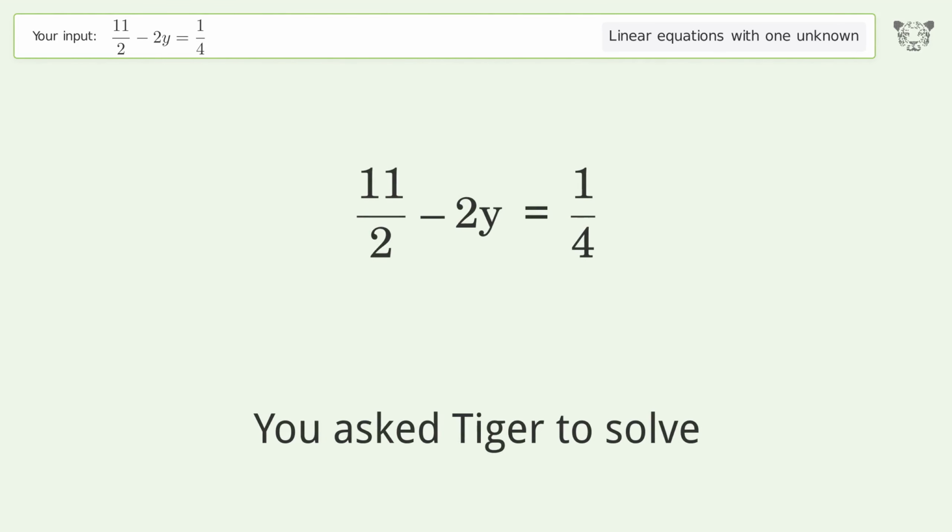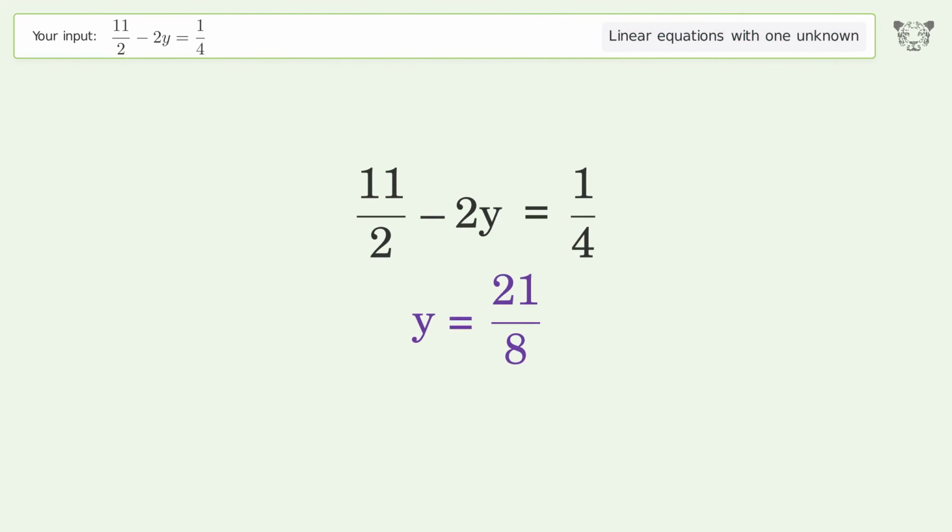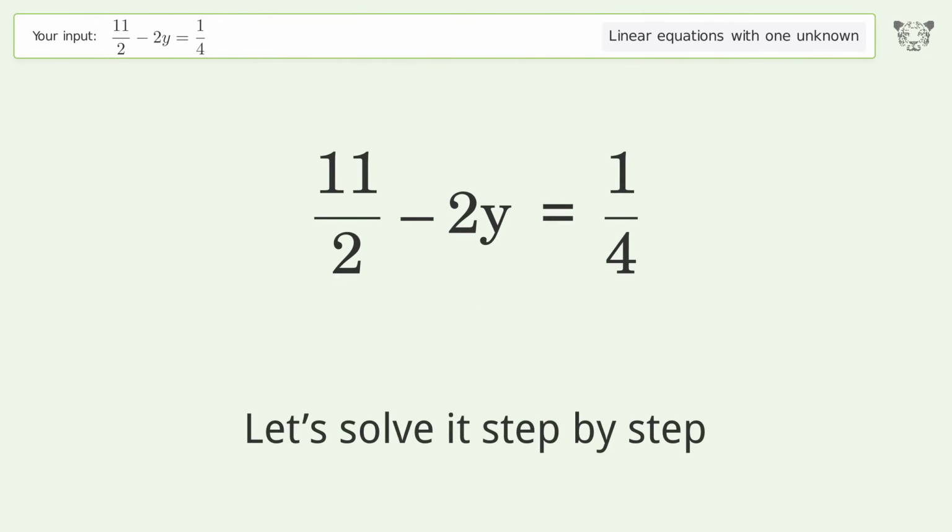You ask Tiger to solve. This deals with linear equations with one unknown. The final result is y equals 21/8. Let's solve it step by step.